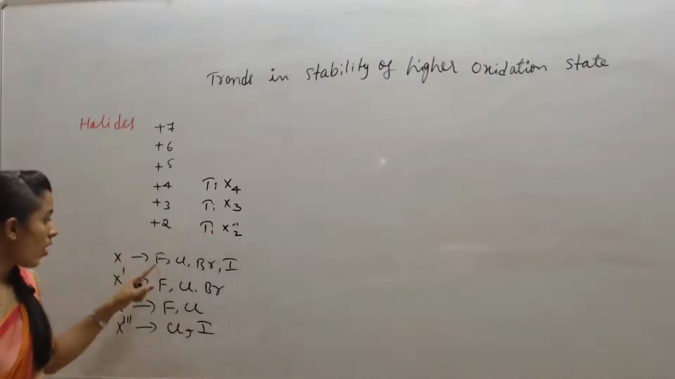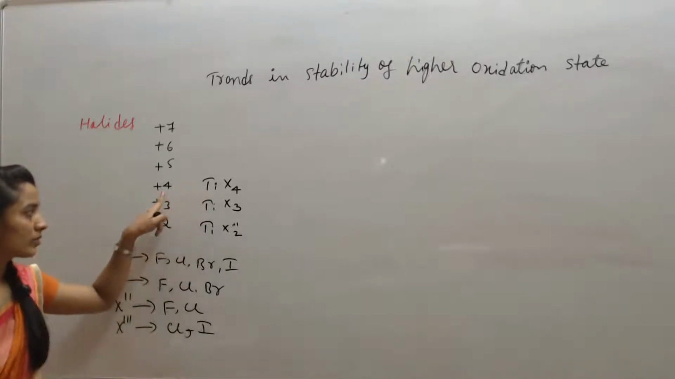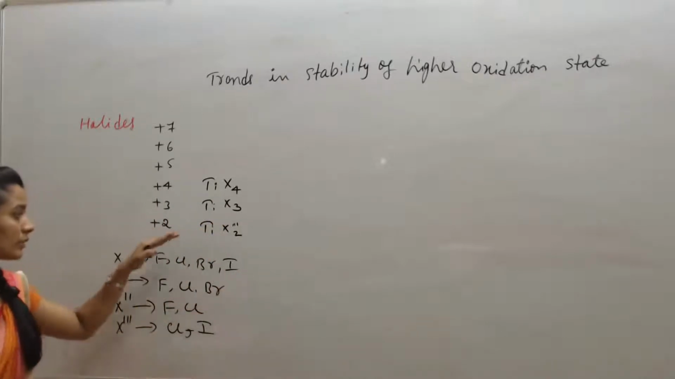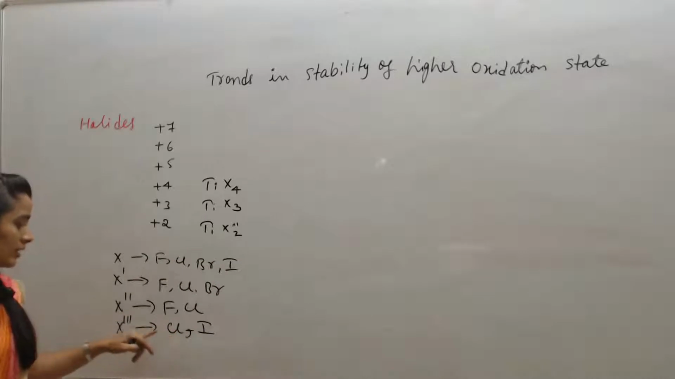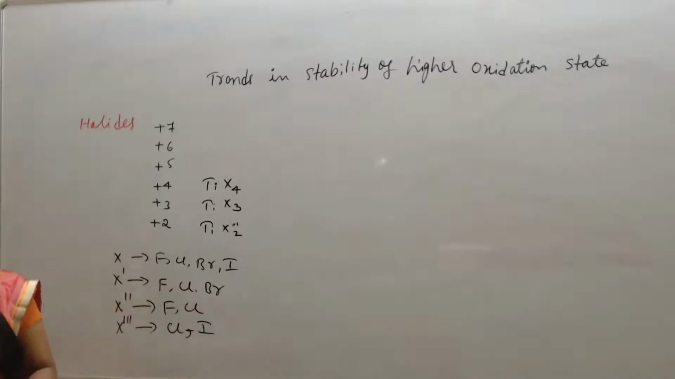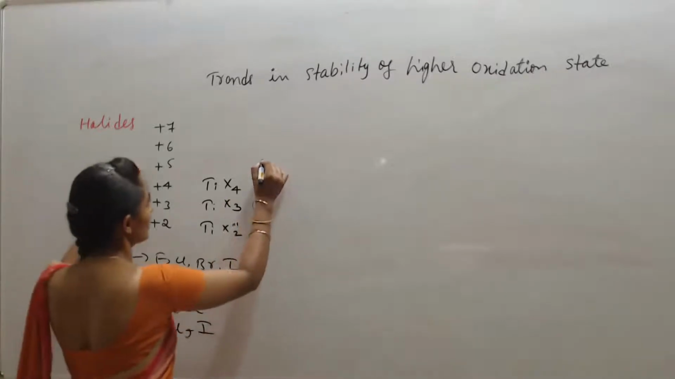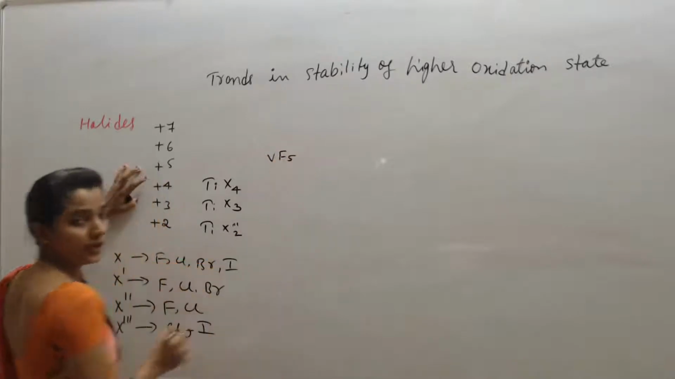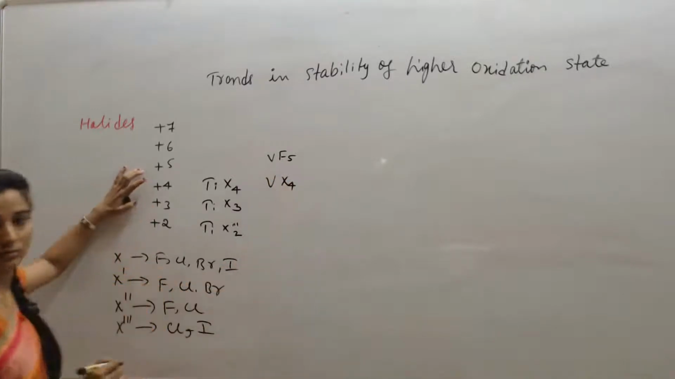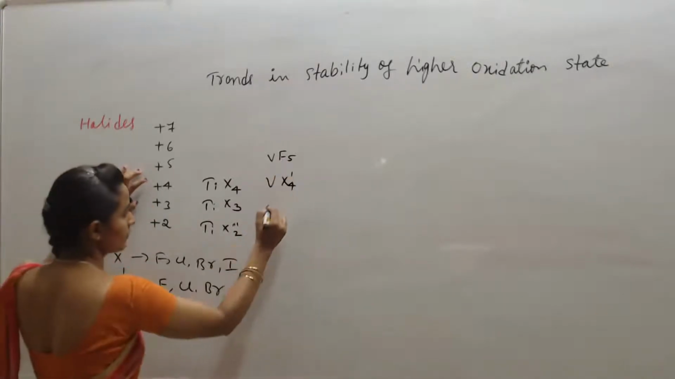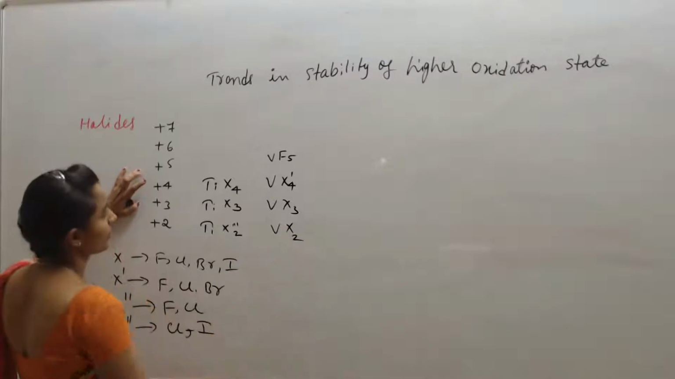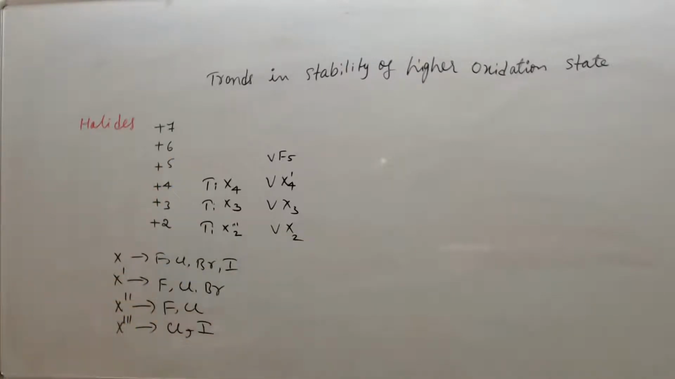This means all the halides are stable in this oxidation state. Here also, in the +3 oxidation state, all the halides are stable. But in this lower oxidation state, only X''', meaning chlorine and iodine, are known, and the remaining two, chlorine and bromine, are unknown. Similarly for vanadium, we have VX4, that is actually VX'4, VX3, VX2. Titanium and vanadium are done.